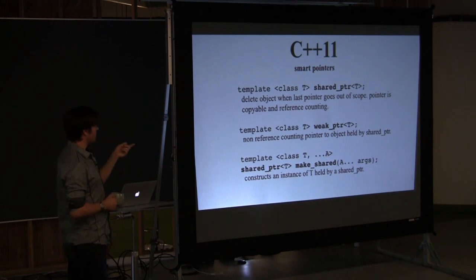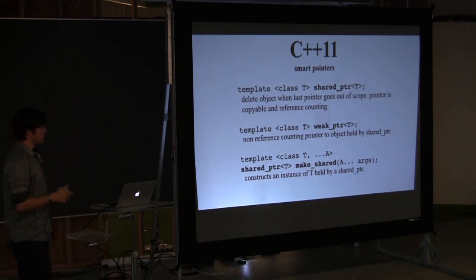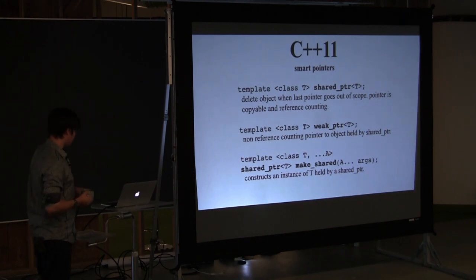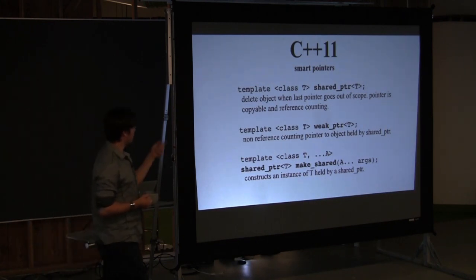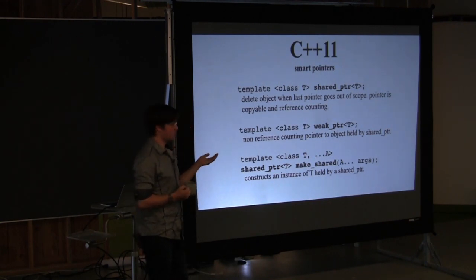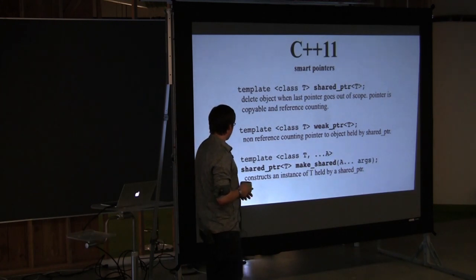And the weak pointer, you can't actually access the object directly through a weak pointer. You first have to upgrade it into a shared pointer, and by then you will know whether or not the object is still alive or not. Kind of convenient. I'm not actually going to go into the details of the weak pointer, but the shared pointer is just a reference counting pointer, as you would expect it to be.